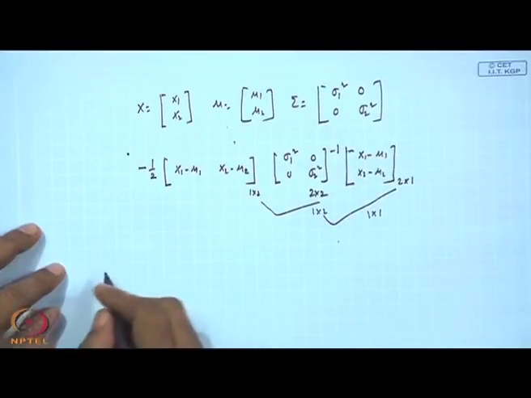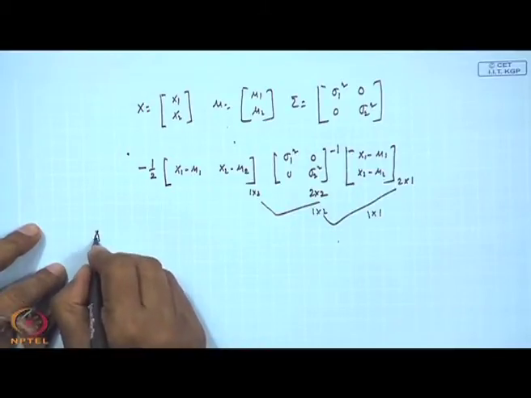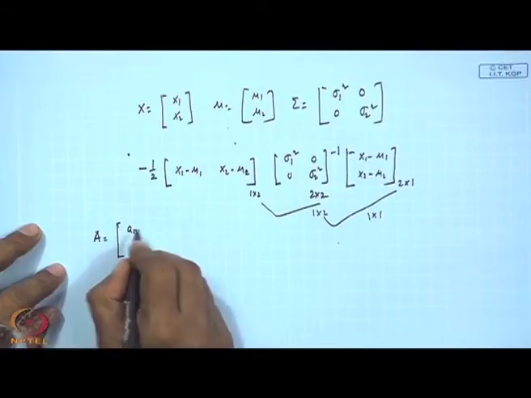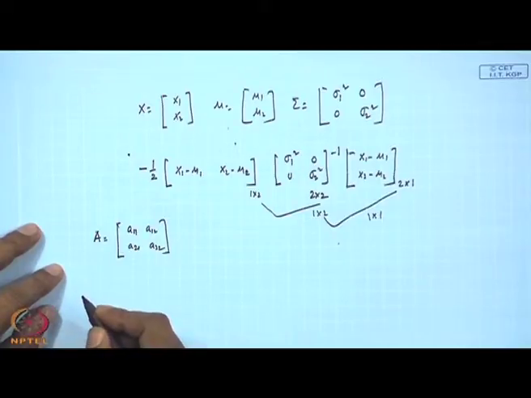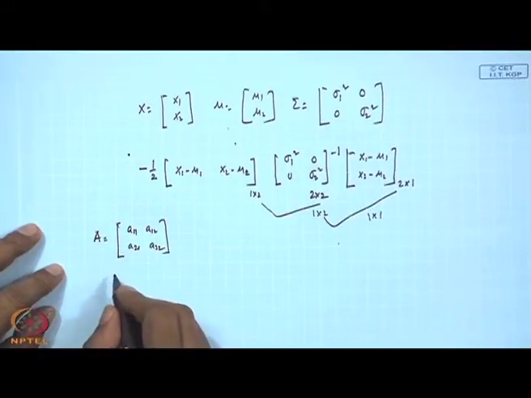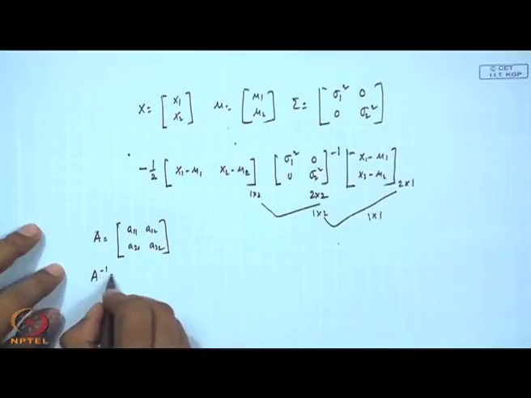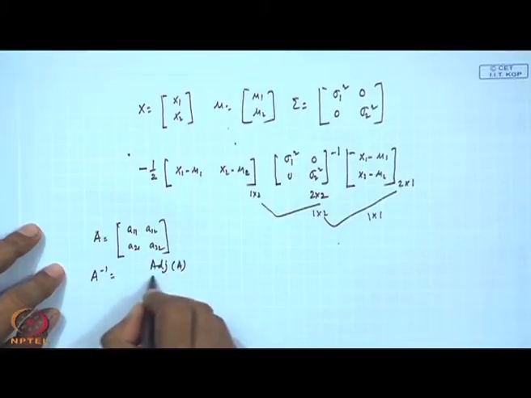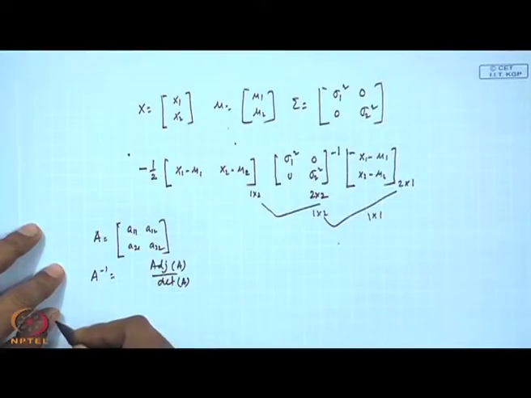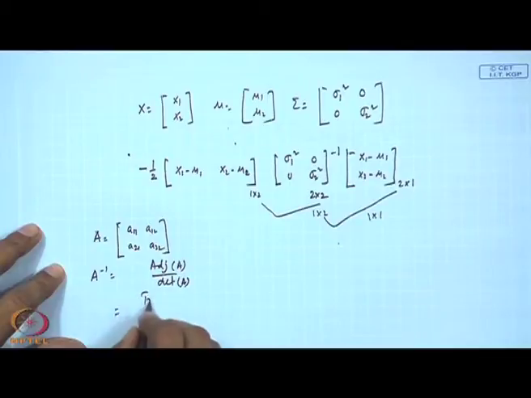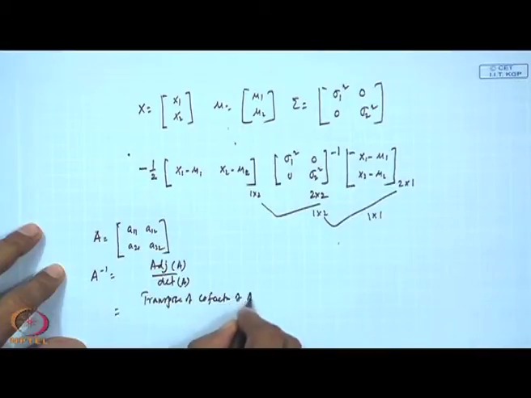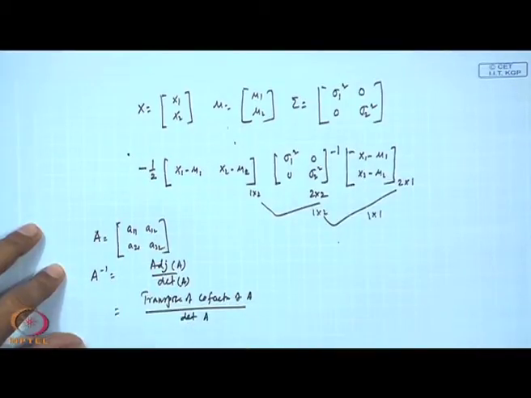How do you calculate the inverse? Suppose A is a matrix like this, A11, A12, A21, A22, how do you compute the inverse? 1 by adjoint by determinant. So A inverse is adjoint of A by determinant of A. Now adjoint is the transpose of the cofactors. Adjoint is the transpose of the cofactor of A, divided by the determinant of A.